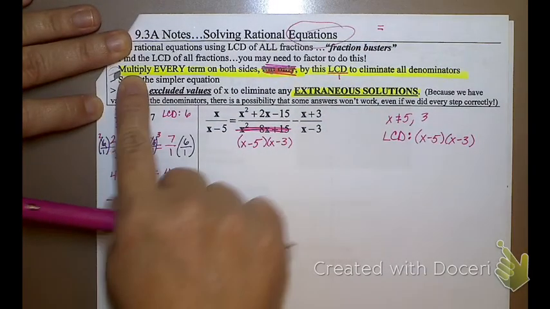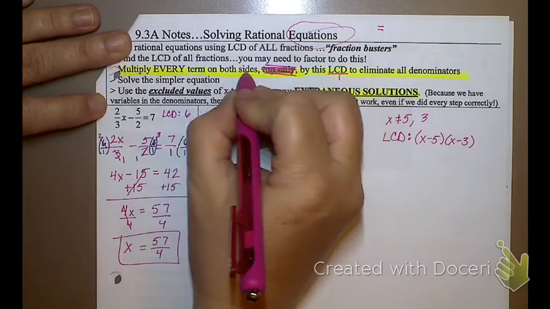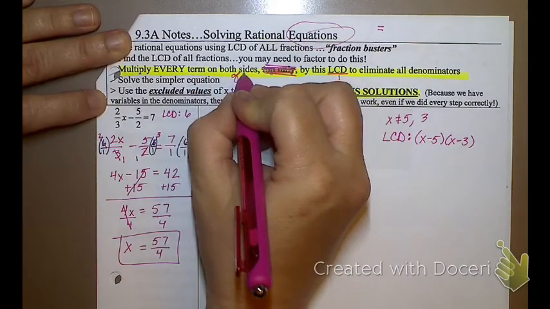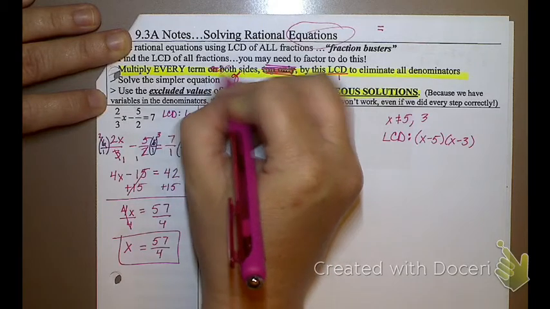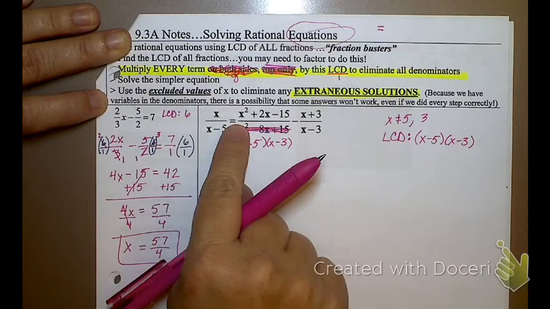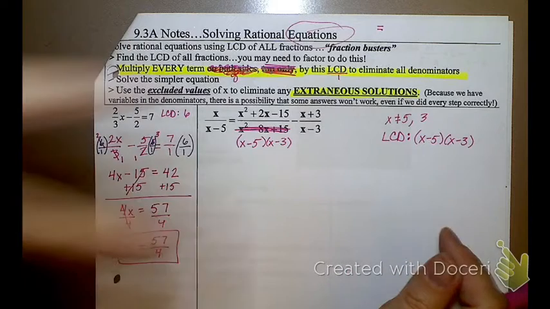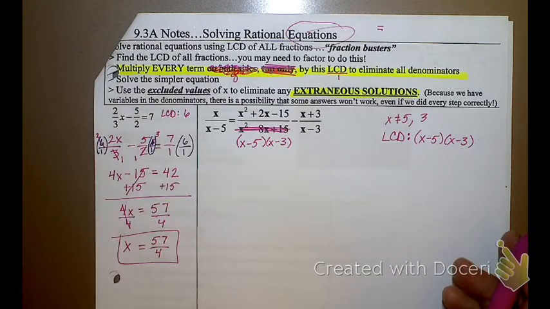I multiply every term. Now it says on both sides. It's on both sides of the equal sign. You really don't need to worry about that. It's not saying multiply on the right and the left. It's saying multiply both terms on the left side of the equal sign and on the right side of the equal sign. So I maybe go a little bit overboard with showing my work on this just because it gets very, very confusing if you try and write this shorthand.